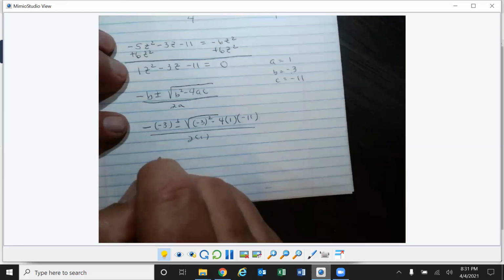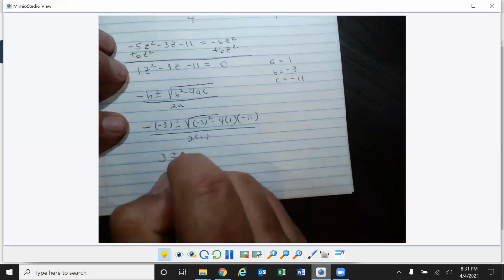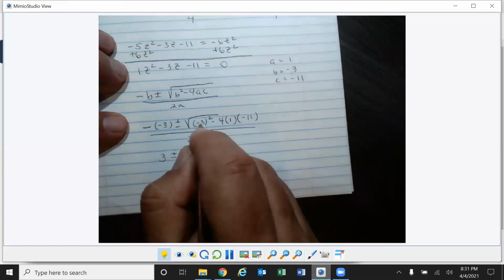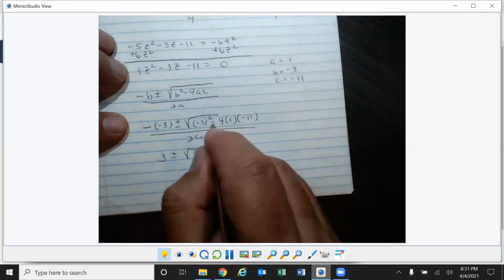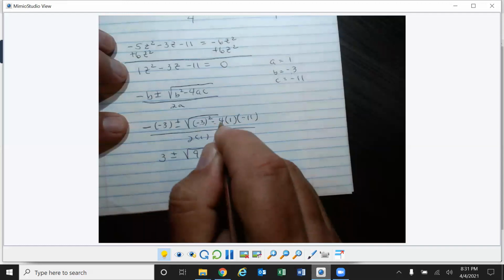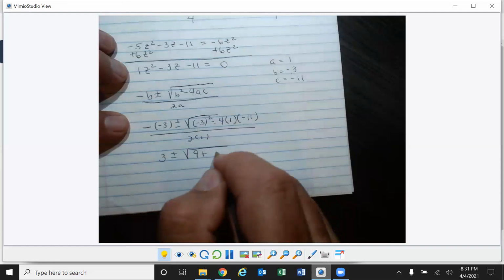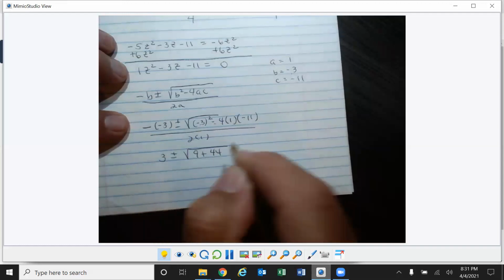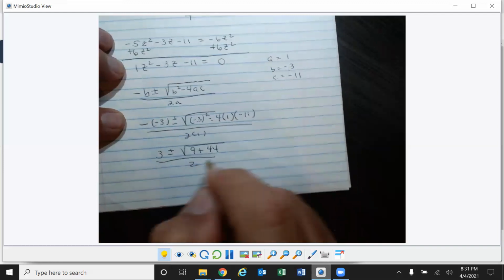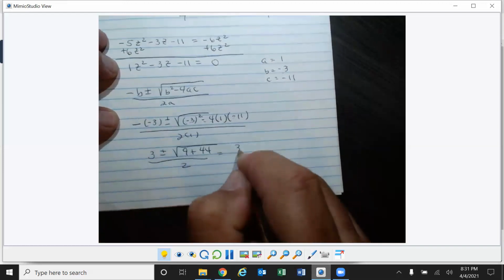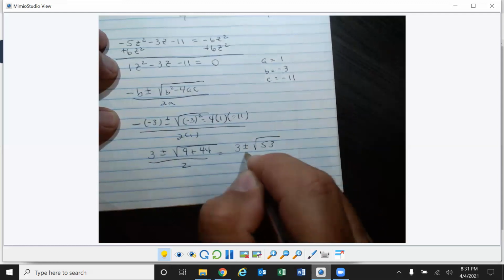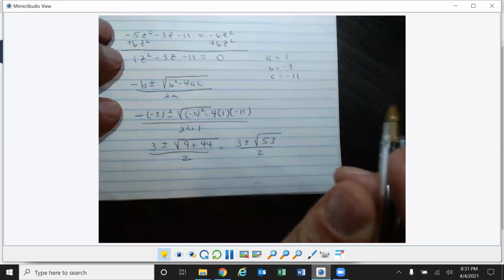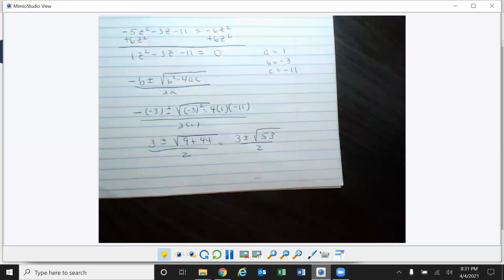Two negatives make a positive, so we'll just say 3 plus or minus the square root. Negative 3 times a negative 3 is 9. We have two negatives again, so that makes it a positive, and 4 times 1 is 4. 4 times 11 is 44. So 44 there, all over 2. So 3 plus or minus the square root, that'd be 53 over 2. And I don't think 53 simplifies.